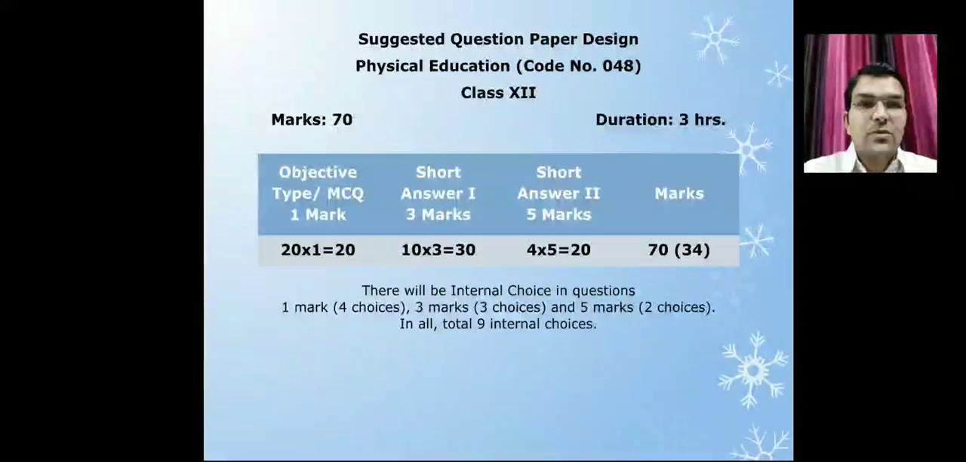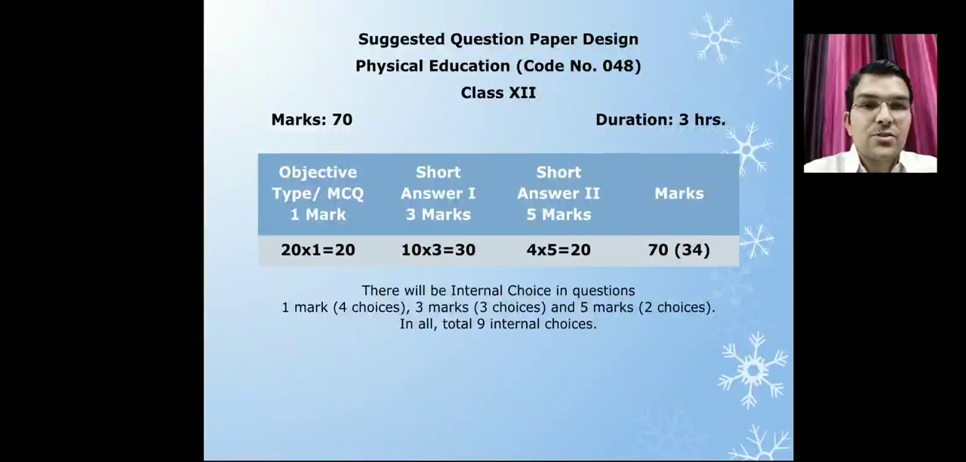Let's discuss the design of the question paper. In the physical education theory question paper, there will be 20 multiple choice questions and 10 short answer questions of category 1. There are 2 short answer categories. There is no long answer category in physical education. The short answer 1 category will be of 3 marks. Short answer 2 category will be of 5 marks. There will be 10 questions of 3 marks and 4 questions of 5 marks. Total 70 marks and 34 questions.